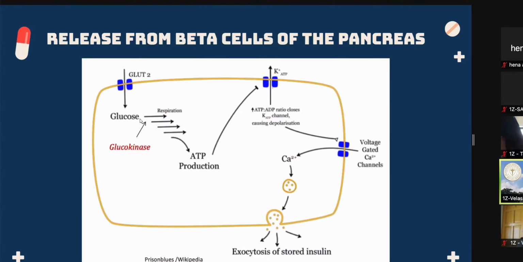When glucose is inside the cell, it will go through the same processes of glycolysis and aerobic respiration, and it will produce ATP. That ATP will then interact with potassium channels, which will then close them. When you have the potassium trapped, this causes depolarization of the cell membrane, and it causes the voltage-gated calcium channels to open up and take in calcium. The calcium then is a signal to release the vesicles of insulin. So it will trigger exocytosis of the stored insulin. Next slide, please.